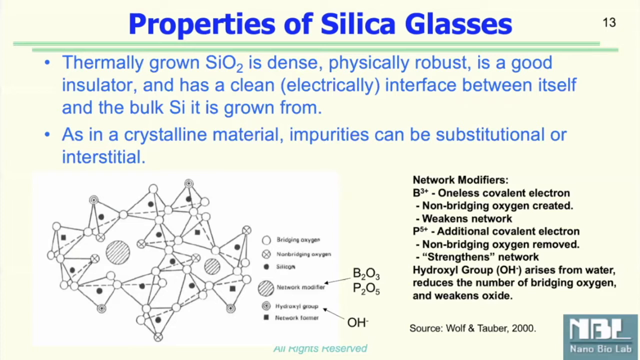So that's what our recipe would define: do we need too many bridging oxygen molecules, do we need non-bridging, or do we want hydroxyl groups? Because if you have a hydroxyl group, it means a number of hydrogen atoms will be reacting with oxygen. As a result, a number of oxygen species will be non-bridging, and that will weaken the oxide.